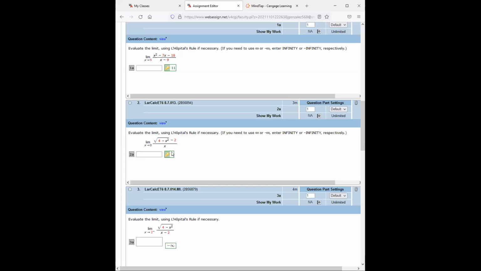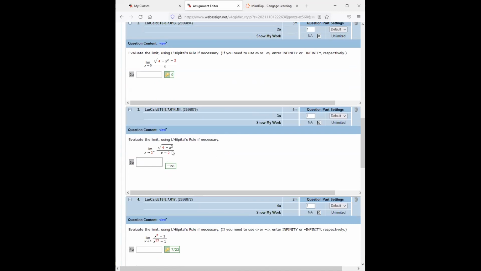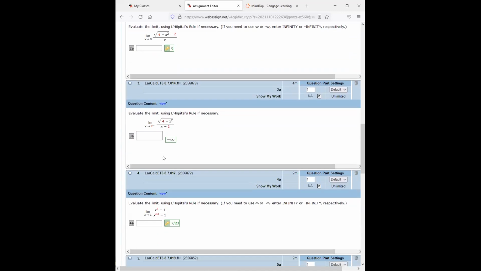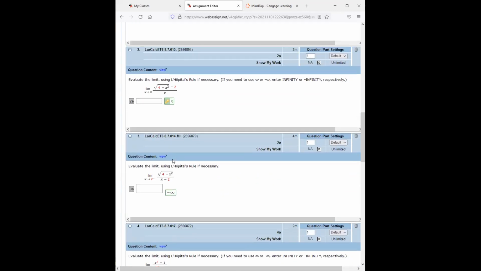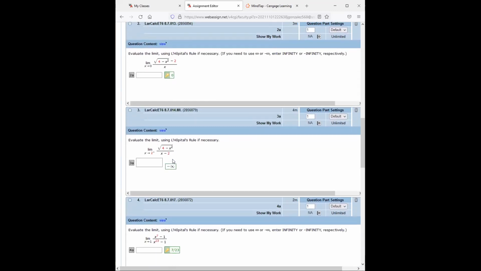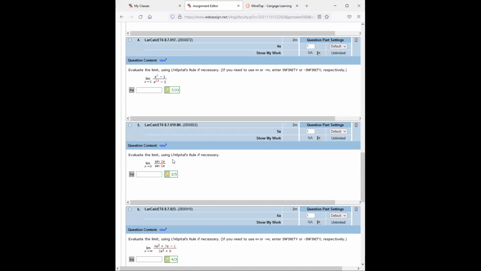So with these questions, you're going to look at them and say, okay, do I have an indeterminate form? This one's indeterminate. This is indeterminate. Let's see, let's do, I don't know, something that looks difficult. The sine thing looks weird. Let's try that one.